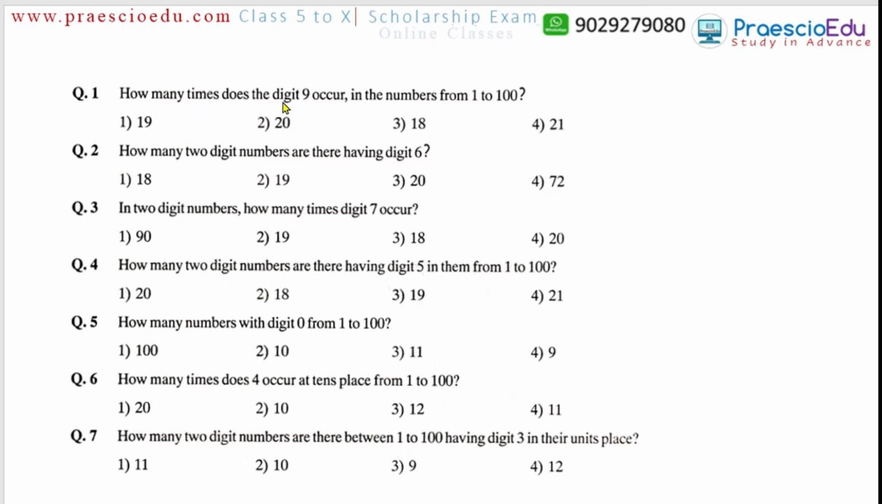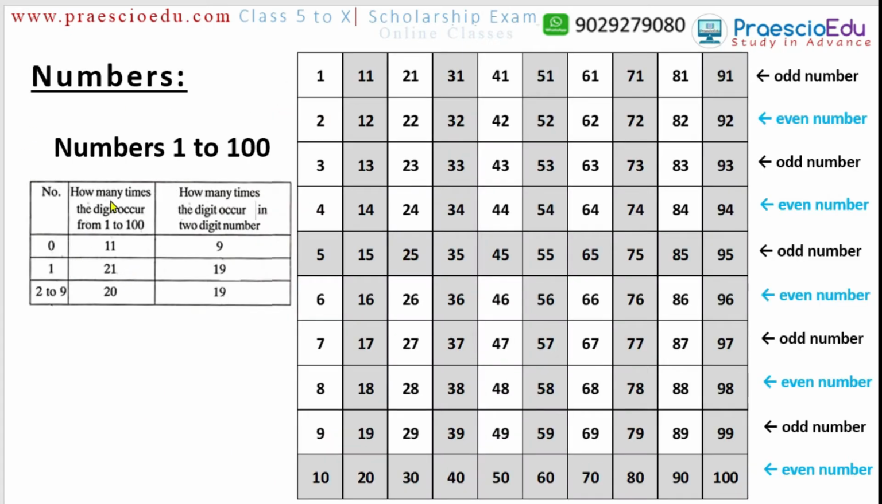Question number 1: How many times does the digit 9 occur in the numbers from 1 to 100? Here we have to count the digit. The digit occurring in 1 to 100 means all the digits, in single digit numbers, two digit numbers, or three digit numbers. In this table, the count is related only to the two digit numbers, so 1 to 9 is not considered and 100 is not considered.